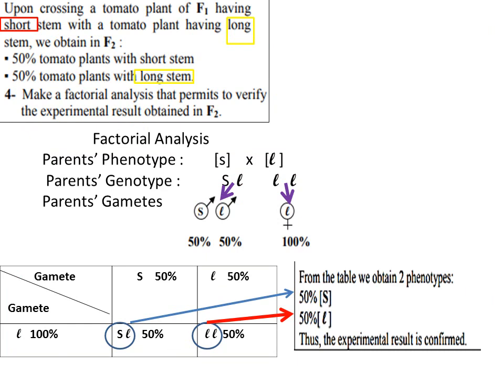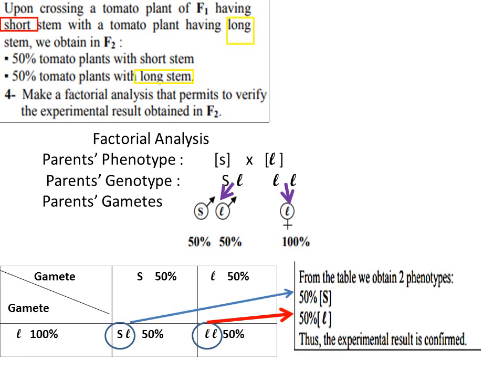Now the last part was the factorial analysis. I'm going to upload a video explaining the factorial analysis in detail, but a quick reminder: when we're doing factorial analysis, we have to state the parents' phenotype, then the parents' genotype, then the parents' gametes, and then we do a table of cross to get the possible genotypes of the offspring, and then we decide what their phenotype is. So let's go and read the question.